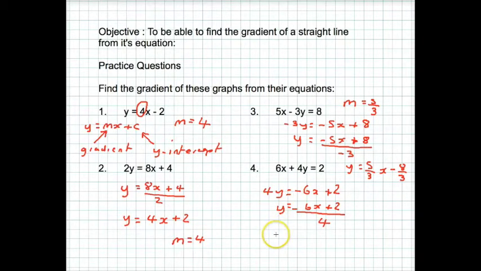If I then work that out, I'm going to end up with y equals, well, minus 6 divided by 4, that can be simplified to minus 3 over 2x, and 2 over 4 becomes plus a half. So our gradient for this one, m, is going to be negative 3 over 2.